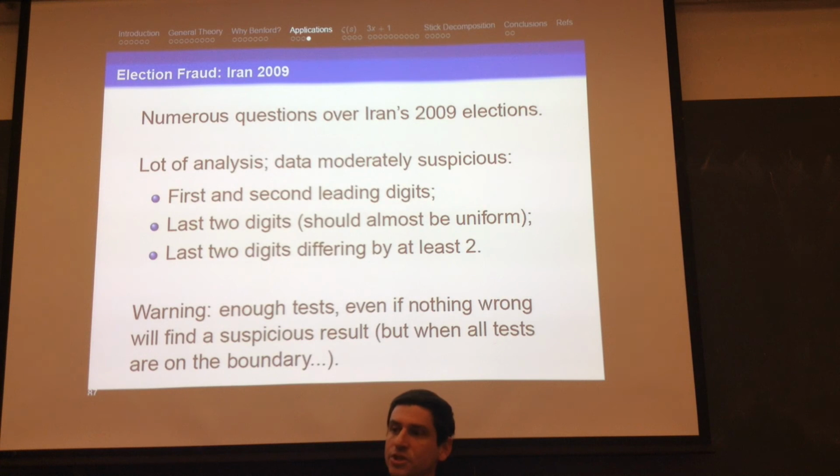Election fraud around in 2009. There's a lot of stuff as to was there fraud in that election. One of the good tests you can look at is the last 2 digits. The last 2 digits should be uniformly distributed. So you should have the last 2 digits being the same, what fraction of the time? What fraction of the time should the last 2 digits be equal, approximately?